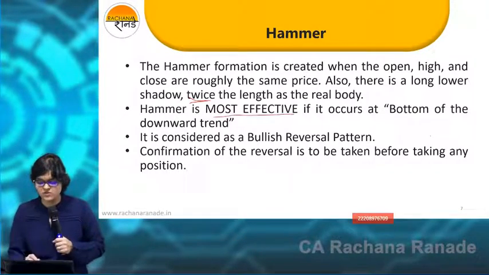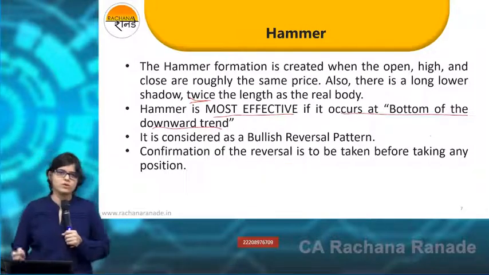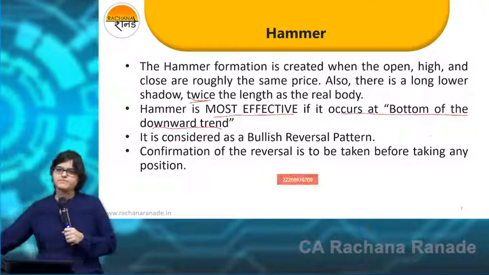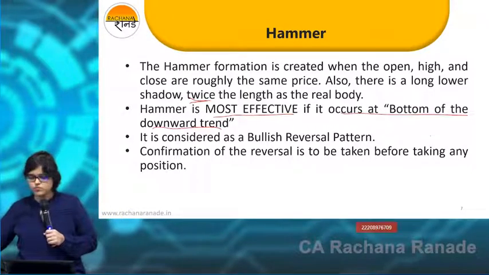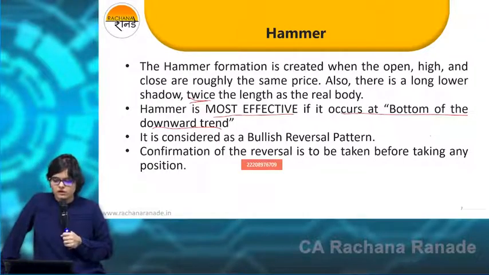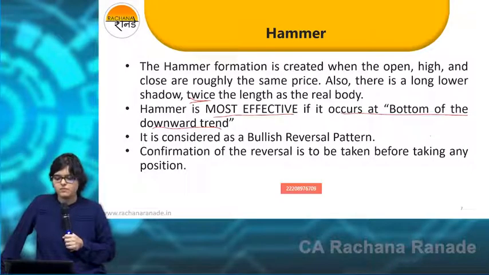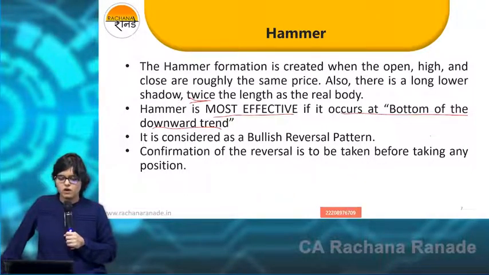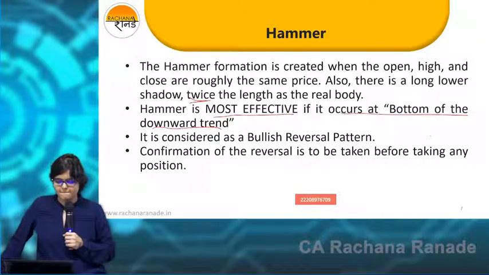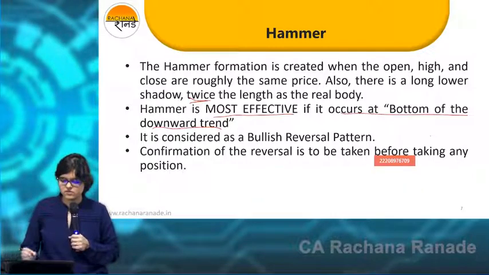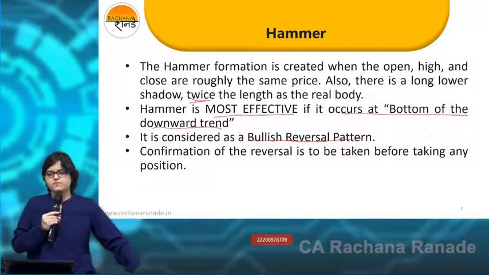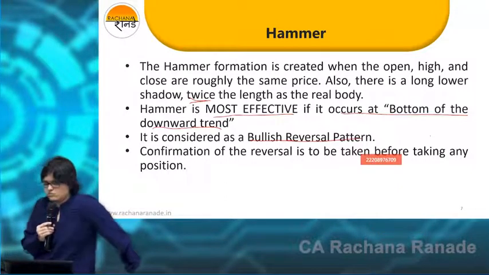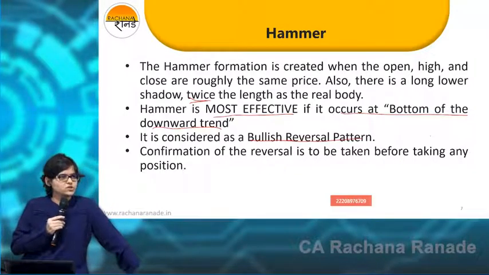Next one: a hammer is most effective if it occurs at the bottom of a downward trend. Write down the next point. Most effective if it occurs at the bottom of the downward trend. And it's considered as a bullish reversal pattern. It is going to show you a good reversal after this.